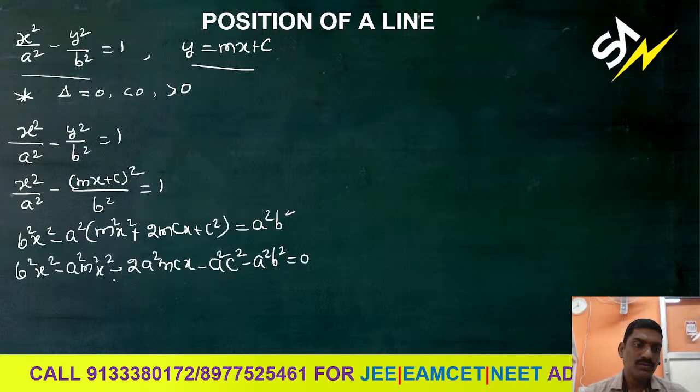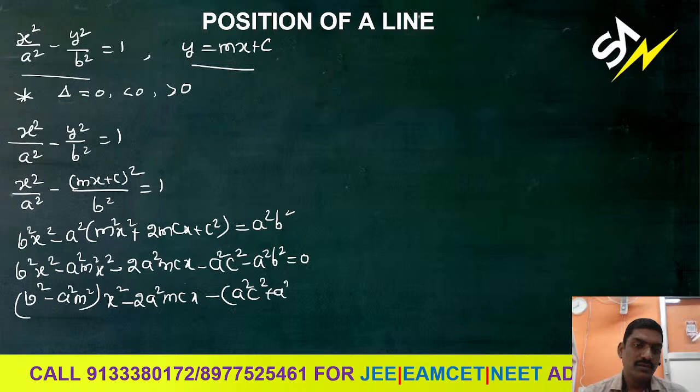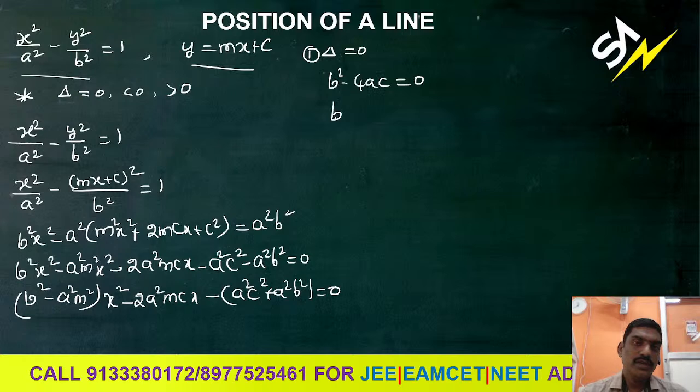Then this is b square x square minus a square times m square x square plus 2mcx. So here (b square minus a square m square) x square minus 2a square mcx minus (a square c square plus a square b square). This is the quadratic equation. For this quadratic equation, if we find the discriminant delta equal to 0, b square minus 4ac equal to 0, then b square is equals to 4ac, right?